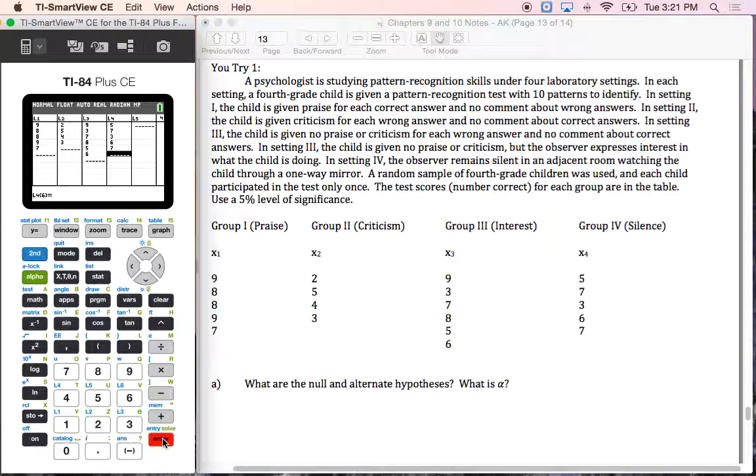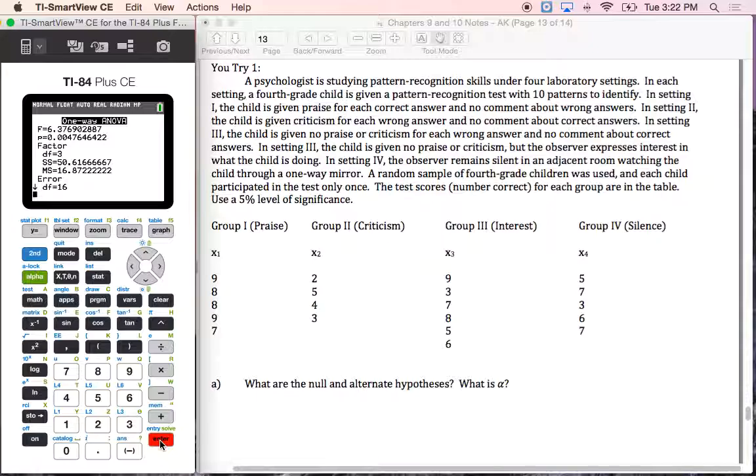Nine eight eight nine, 2543, 937, 856. Okay, so we're going to hit stat. We're going to go over to tests. Now, if you haven't figured this out, if you move the up button, you're going to go to your ANOVA because it's the last one. So if you go up, it's the bottom one there then. So I've got 1, 2, 3, 4. I have my parentheses there.